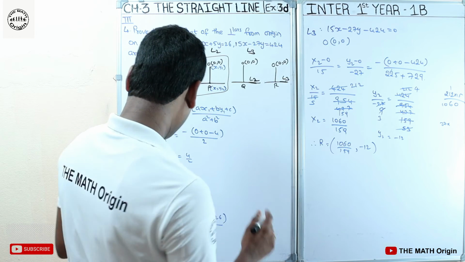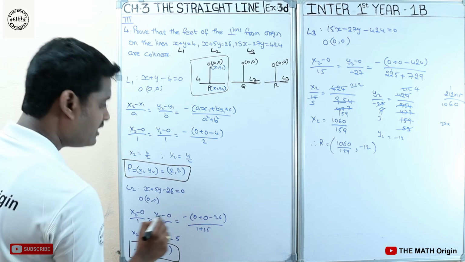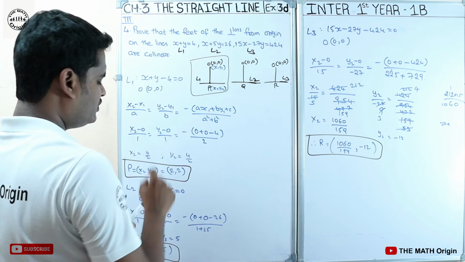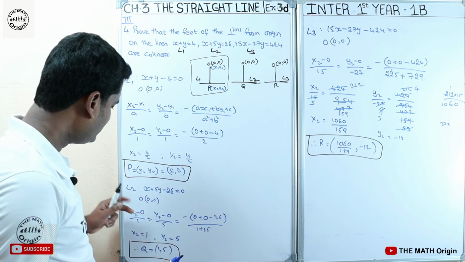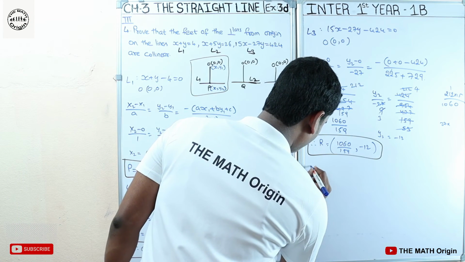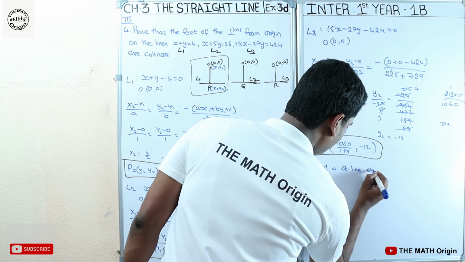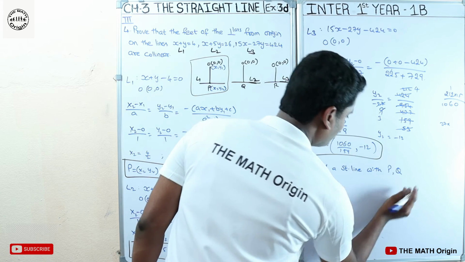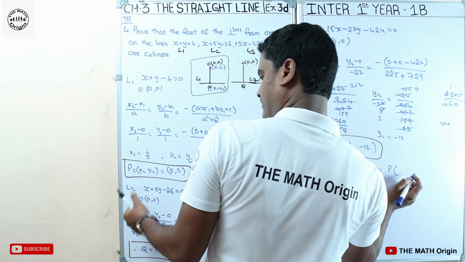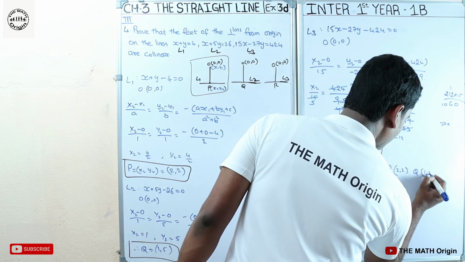Now we have 3 points. We have P, Q and R, and in the question they asked whether these points are collinear. These points should be collinear. Collinear means I will take any 2 points, P and Q, and find the equation of a line, with P point as (2, 2) and Q point as (1, 5).